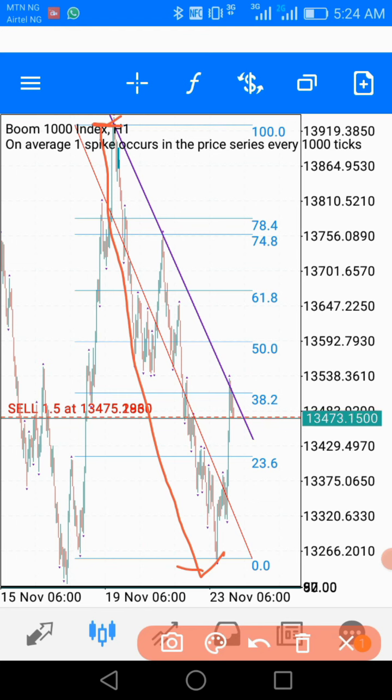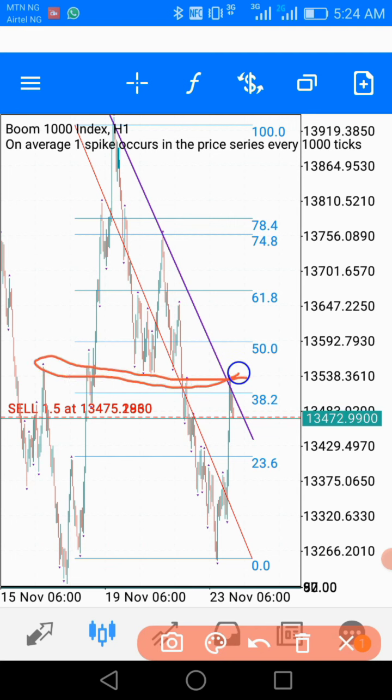And so the spike exceeded the 23.6 significant level. So we were actually looking at this level, and not just that. Look at this place. If you trace it down, you discover that this is actually a verified resistance. Of course, my fractal has picked the swings already. Look at this place. It has picked it already.